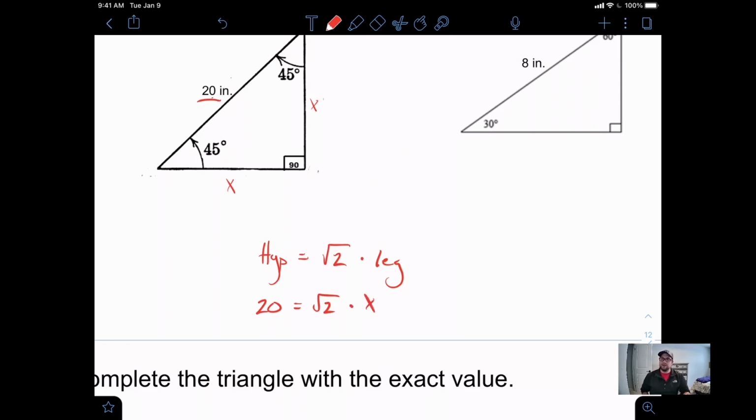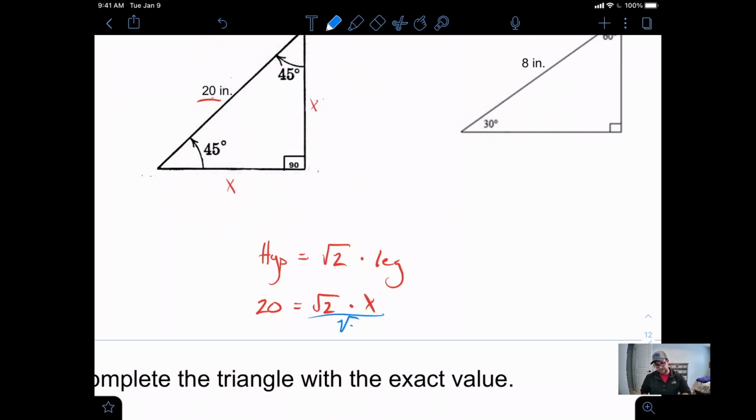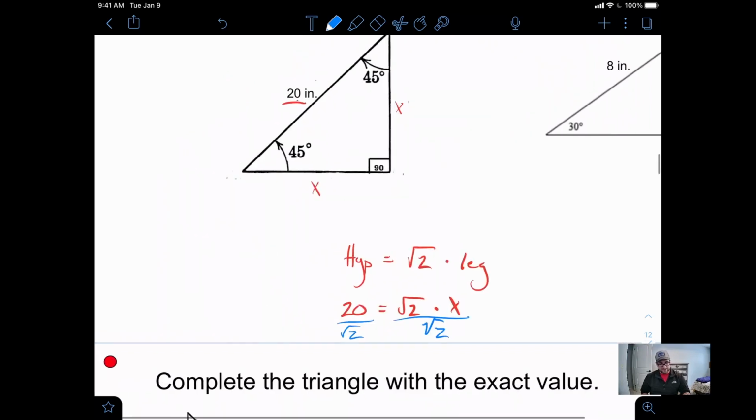All we need to do to figure out what x is, is divide by the square root of 2 on both sides. So 20 divided by the square root of 2, we need to rationalize it, so we're going to multiply by the square root of 2 over the square root of 2, and that's going to give us 20 square roots of 2 over, let's just say the square root of 4, which is going to become 2.